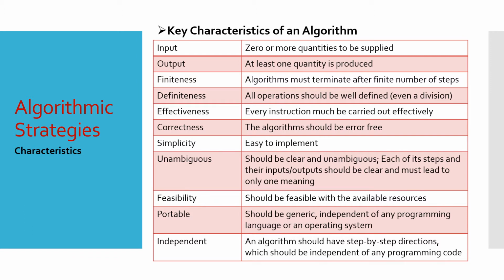Definiteness. This is exactly what you want the computer program to do, and it needs to be clearly called out in your logic. When you're writing a program, if you want to do addition, division, multiplication, whatever you want to do, it has to be very clearly defined with the correct variables and parameters as well.